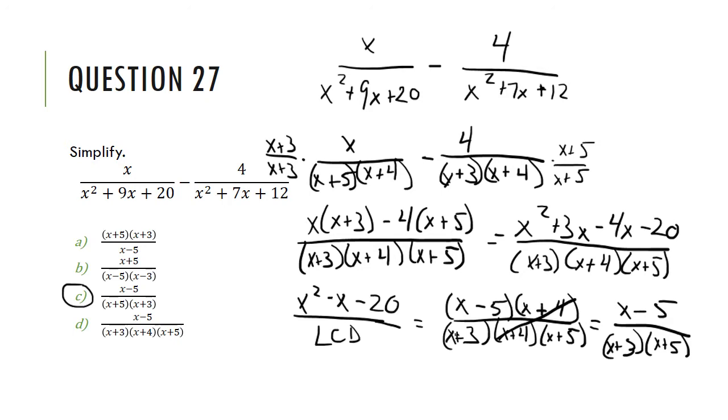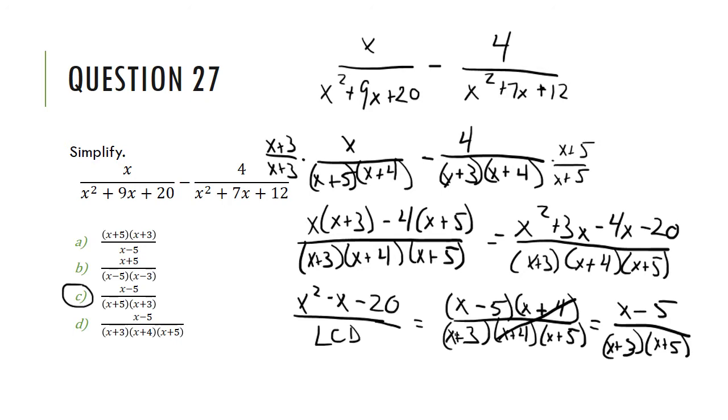So let's look. X times x plus 3 is going to give me x squared plus 3x. Minus 4 times x plus 5, that's going to be a minus 4x minus 20. Denominator did not change. Combine like terms here. I'm going to get x squared minus x minus 20 over that same LCD. I'm just going to write LCD for just now, for quick hand, if you will.